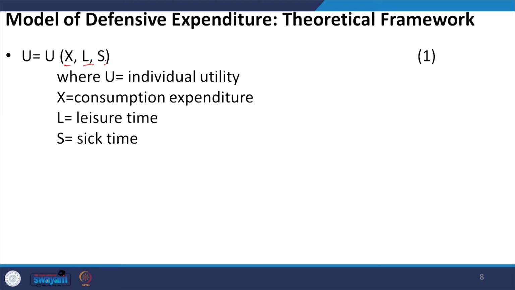Other things keeping constant, that is the standard ceteris paribus assumption, we are saying that the utility function of this individual household is reflected by these three variables: consumption expenditure in terms of goods and services he is consuming, the leisure time he is enjoying, and how many hours or how many days the person is falling sick.